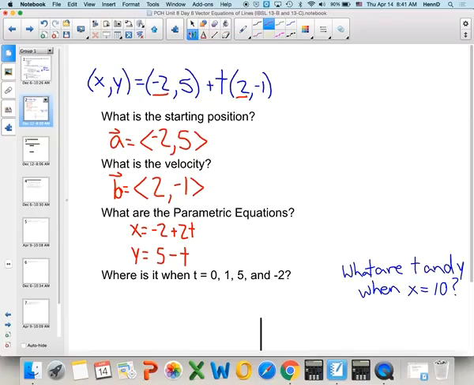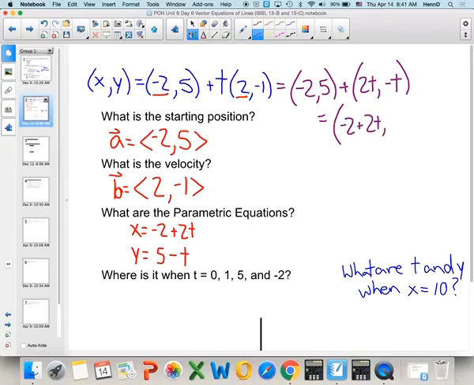Now, one easy way to do this if you have trouble seeing it would be to actually do the vector operations. Think of it this way. If I had -2, 5, I could take this t and distribute it in, right? I could make it 2t and -t. And now I just have 2 vectors added together. Well, now I can add those together, -2 plus 2t, and 5 minus t. There you can see your 2 parametric equations.